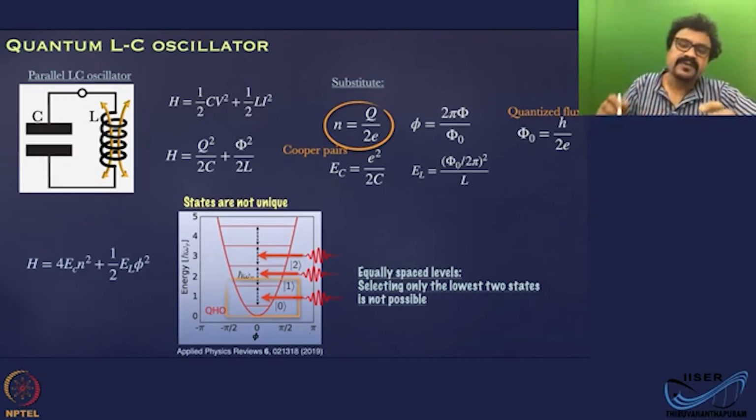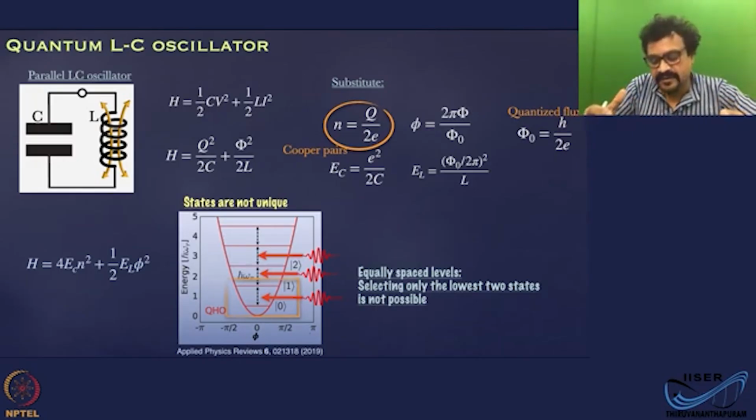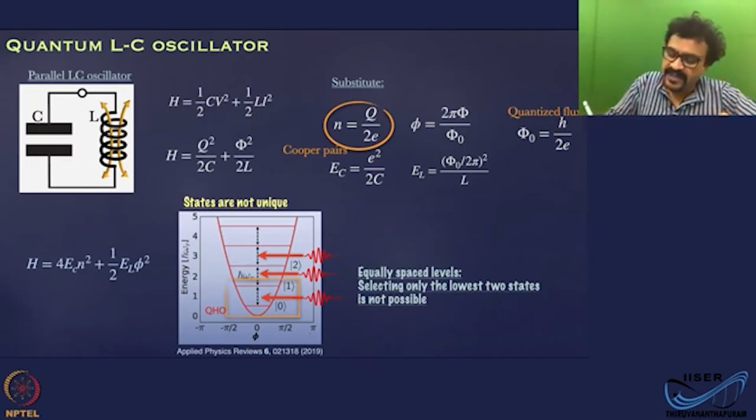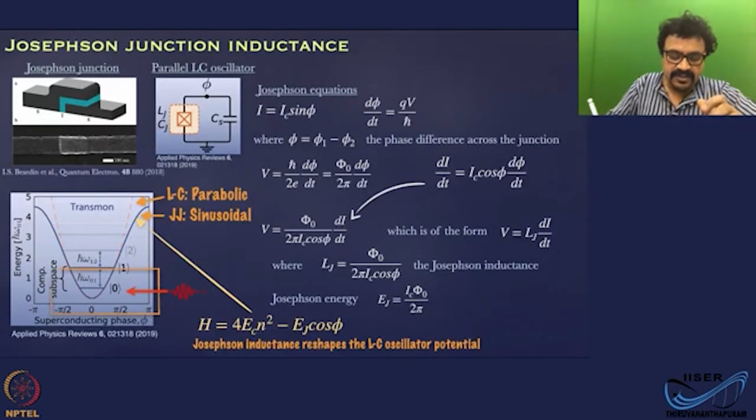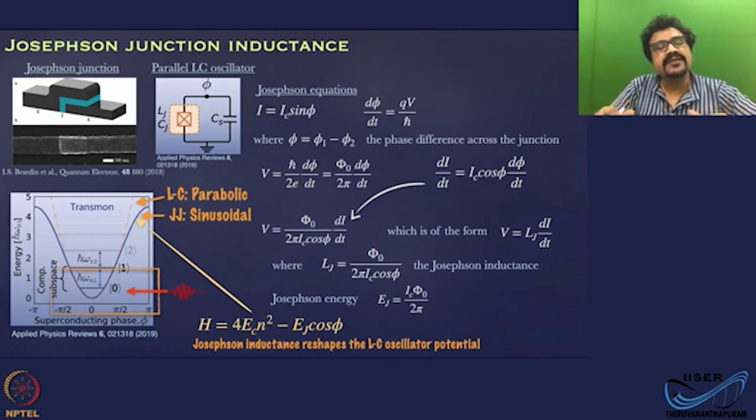So now the question is, how do we select the bottom two levels? How do we modify this potential? And that is a very interesting situation. So let us look at a Josephson junction for this purpose. That is exactly where the Josephson junction comes very handy.